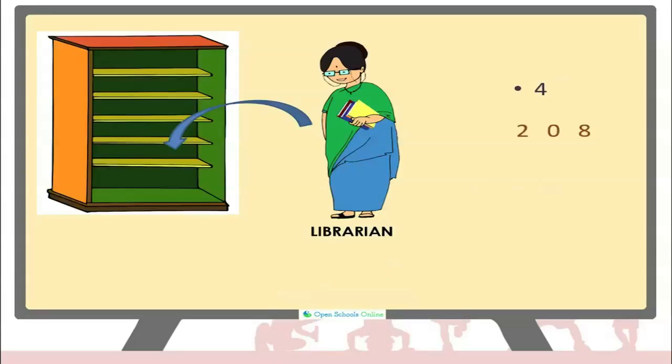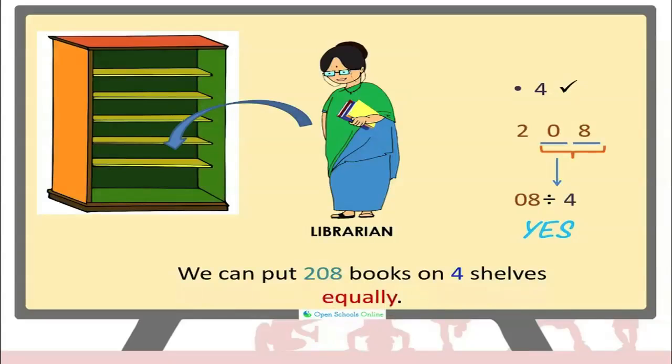The next option is 4. So can we arrange 208 books in 4 shelves? Here again we will have to use the divisibility rule of 4. The divisibility rule of 4 is that a number is divisible by 4 if the number formed by its last 2 digits is divisible by 4, or if both the digits are 0. Here the number formed is 08. And is 08 divisible by 4? Yes, it is. This means that we can arrange 208 books on 4 shelves equally.